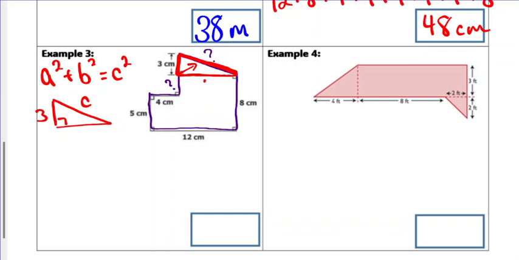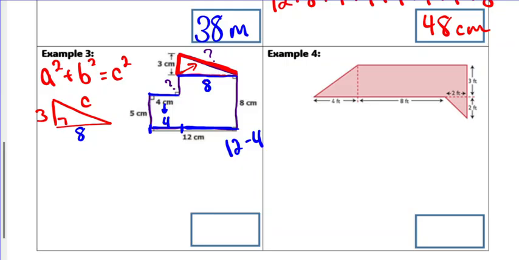I actually could figure out this bottom side. Looking at this and this together, 4 lines up with that part. That part has to be 4 also. These are the same. And then I know that the whole thing is 12. So if I do 12 minus 4, that tells me that this part has to be 8, which is the exact same thing as that part. So that part at the bottom of that triangle has to be 8.